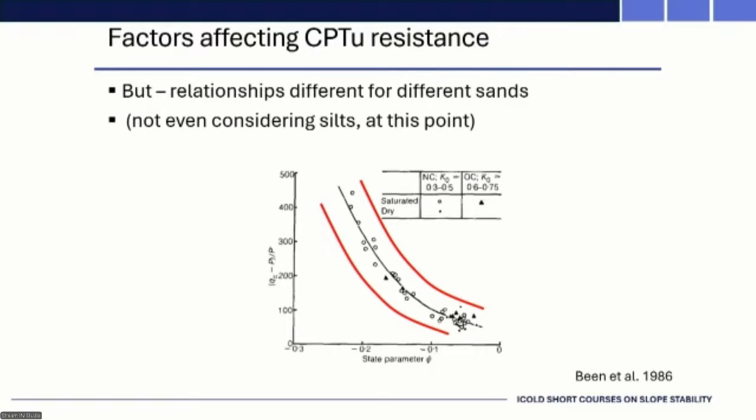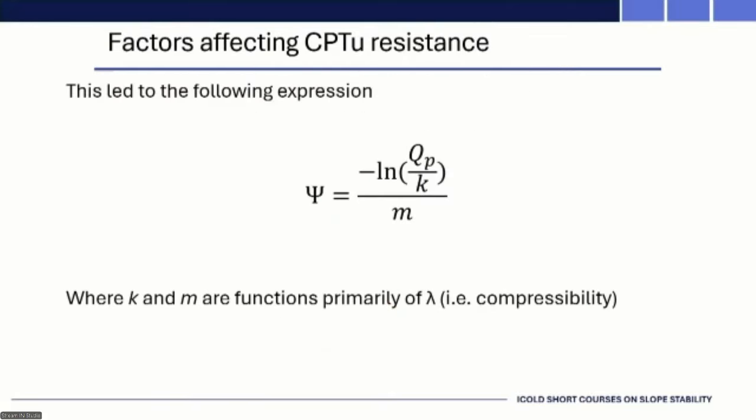we needed to be doing chamber calibration tests in the contractive region. And that's what Ayala did. We'll come back to that. But then that led to the expression relating tip resistance and state parameter through an expression such as this, where you then got two constants, in inverted commas, which are a function of compressibility.